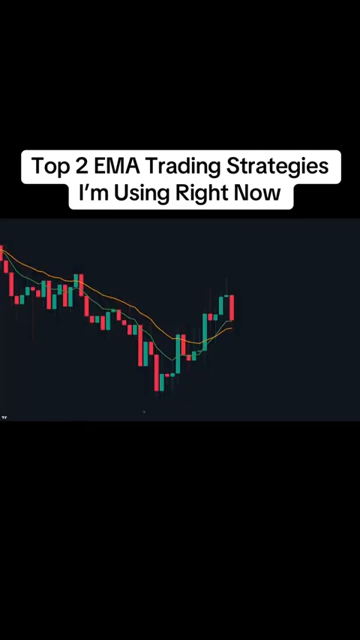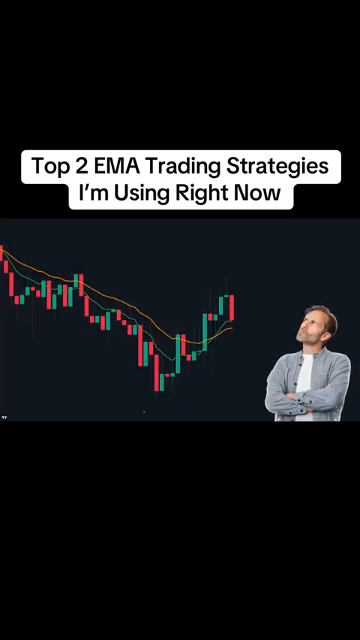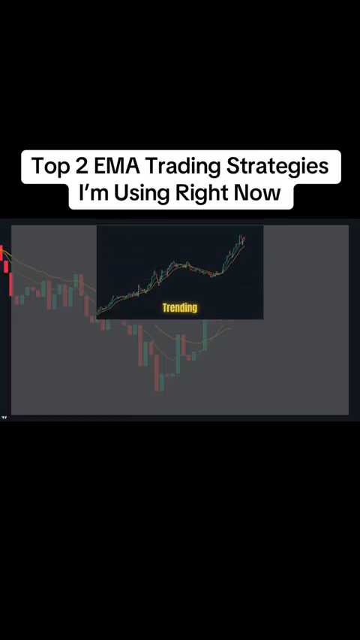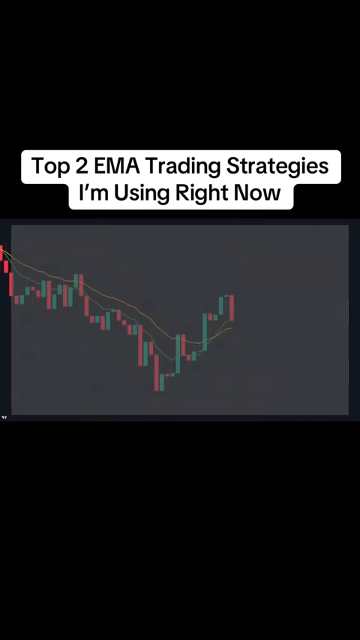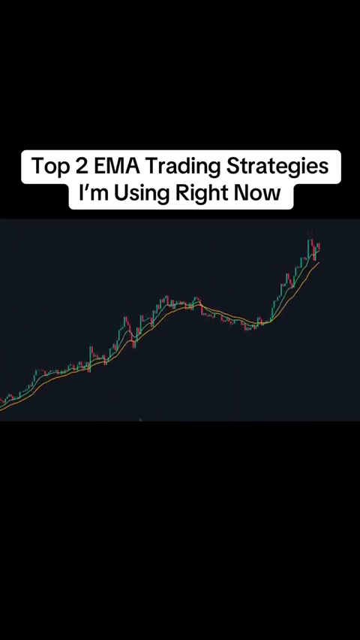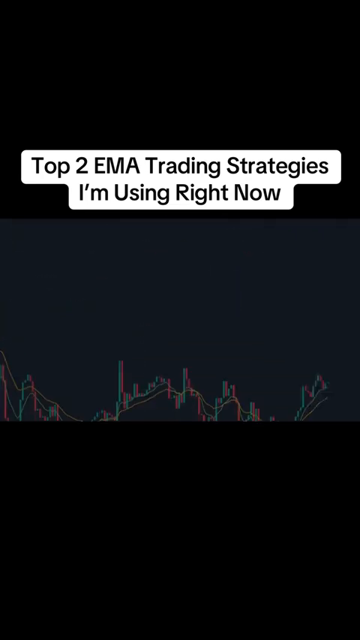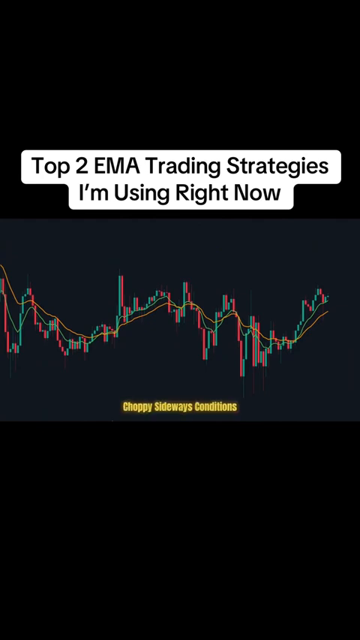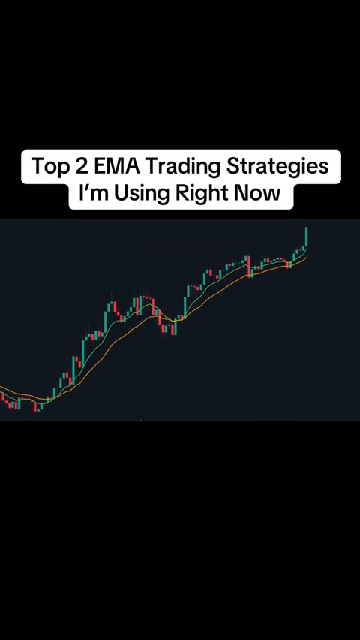Before you take any trade, you need to understand what kind of market you're in. Is it trending, or is it moving sideways? This matters because EMA strategies thrive in trending markets and fail miserably in choppy sideways conditions. Here's how you recognize the difference.